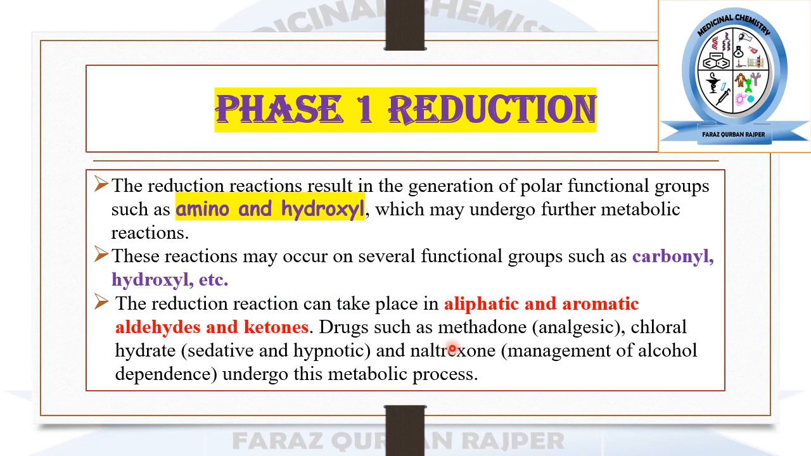The reduction reaction can take place in different types of drugs that contain aliphatic, aromatic, aldehyde or ketone functional groups in their chemical structure. Examples of drugs are methadone, one of the analgesics; chloral hydrate, a sedative and hypnotic; and naltrexone, which is used for the management of alcohol poisoning. All these drugs basically undergo phase 1 reduction reaction for their metabolism.